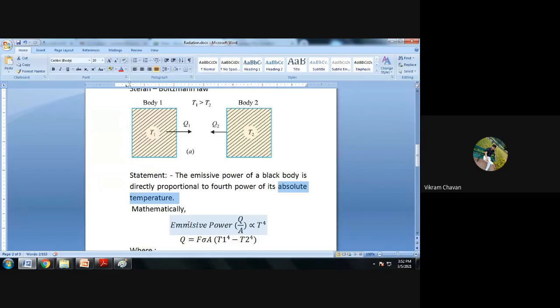Okay, or T raised to 4. Now this is the mathematical statement of Stefan-Boltzmann law. Now we have to normalize this particular statement by introducing the constant.